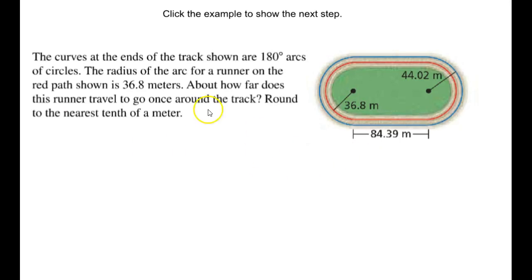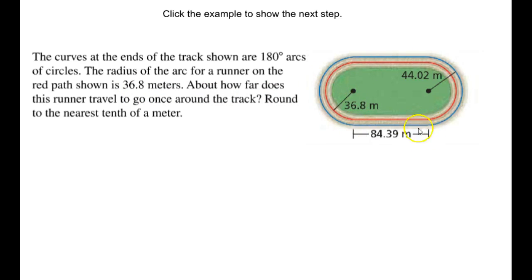So here's our next problem. The curves at the end of the track shown are 180-degree arcs of circles. The radius of the arc for a runner on the red path shown, so we've got the red path and the blue path, is 36.8 meters. About how far does this runner travel to go once around the track? Round to the nearest tenth of a meter.